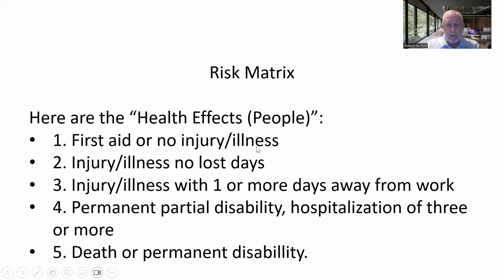So, excuse me, here are the health effects, or people. First aid or no injury or illness, which would be the lowest, 1. Then injury, illness, no lost days. Okay, that could be recordable. We're not talking about that here now, but no lost days. Injury, illness with 1 or more days away from work. Now, when you start to lose days of work, it's getting pretty serious. 4, permanent partial disability, hospitalization of 3 or more people, that is. Death or permanent disability. That's pretty serious, obviously.